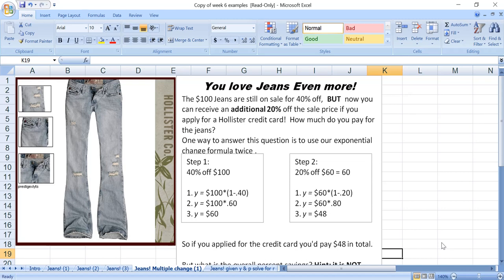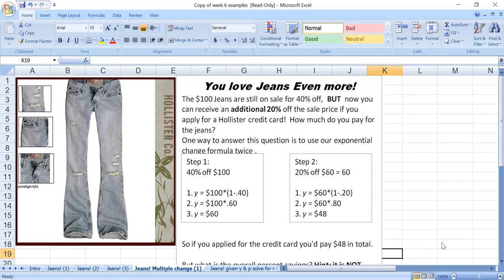Now the next question is, what is the overall percent change? In other words, you start at 100 and you end up at 48. What is the overall percentage change? Now, for those of you who are a little bit clever, you would probably come to the answer of 52% because I'm using nice, easy numbers like 100.